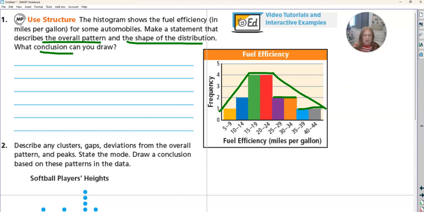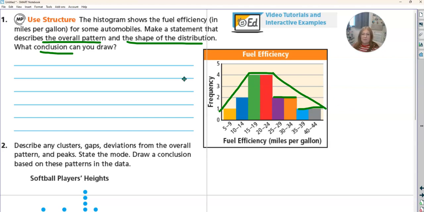Okay. An overall pattern that I notice is that it increases, getting up to those middle mileages, and then the number of cars that can drive a really long time decreases. So it increases, then it decreases. I also noticed that there are more cars that are more fuel efficient than less fuel efficient, because those were all doubled up.